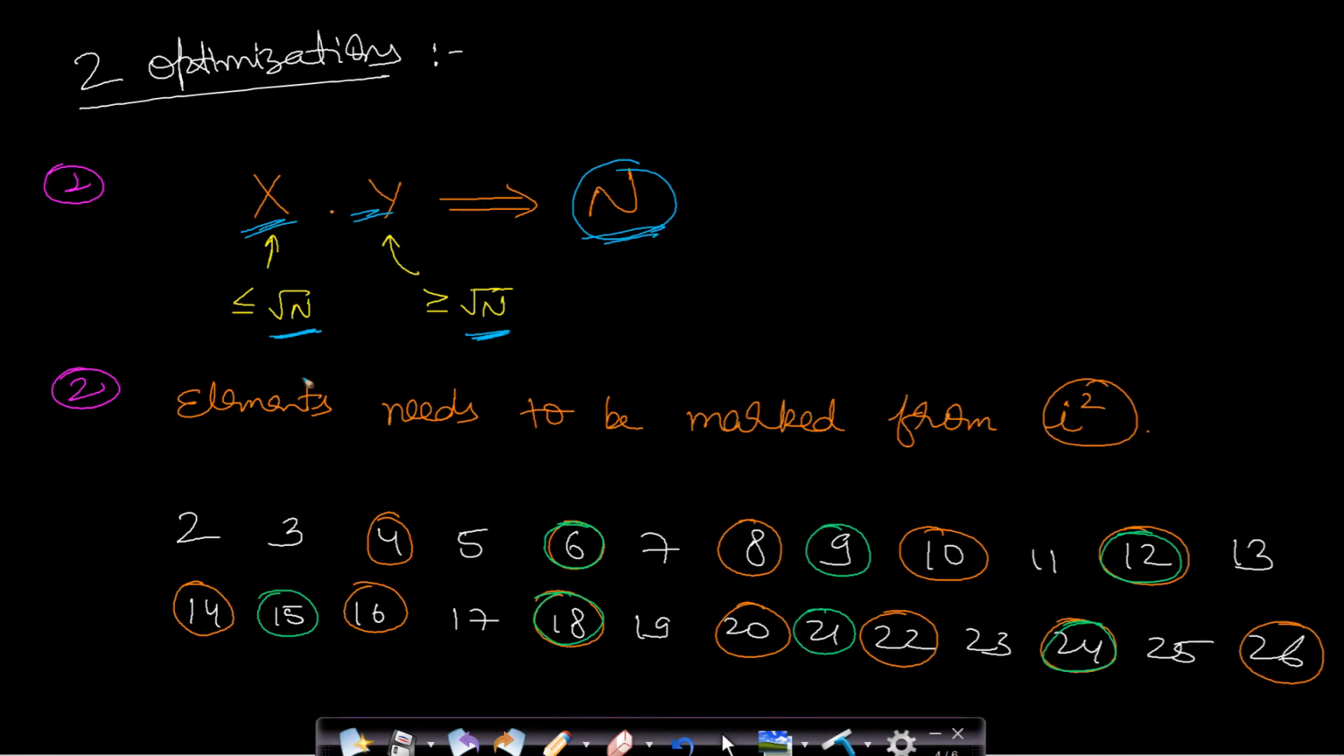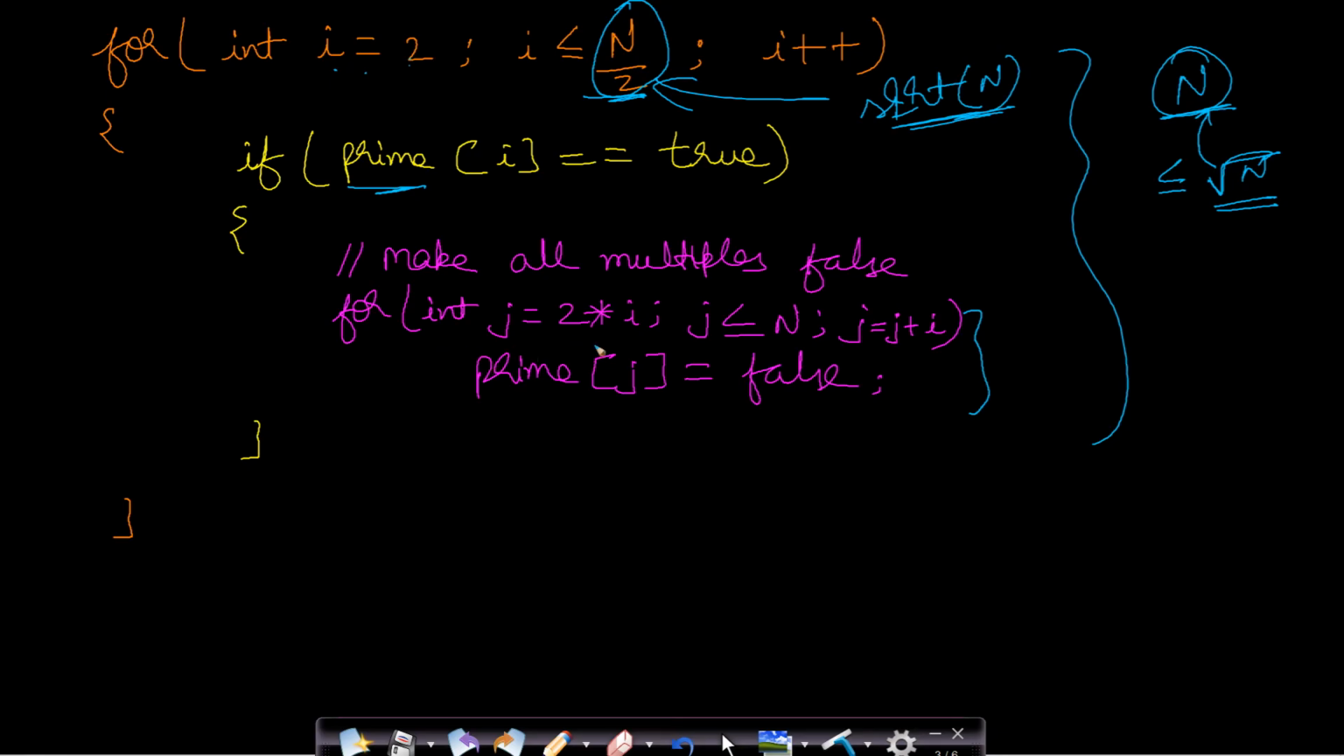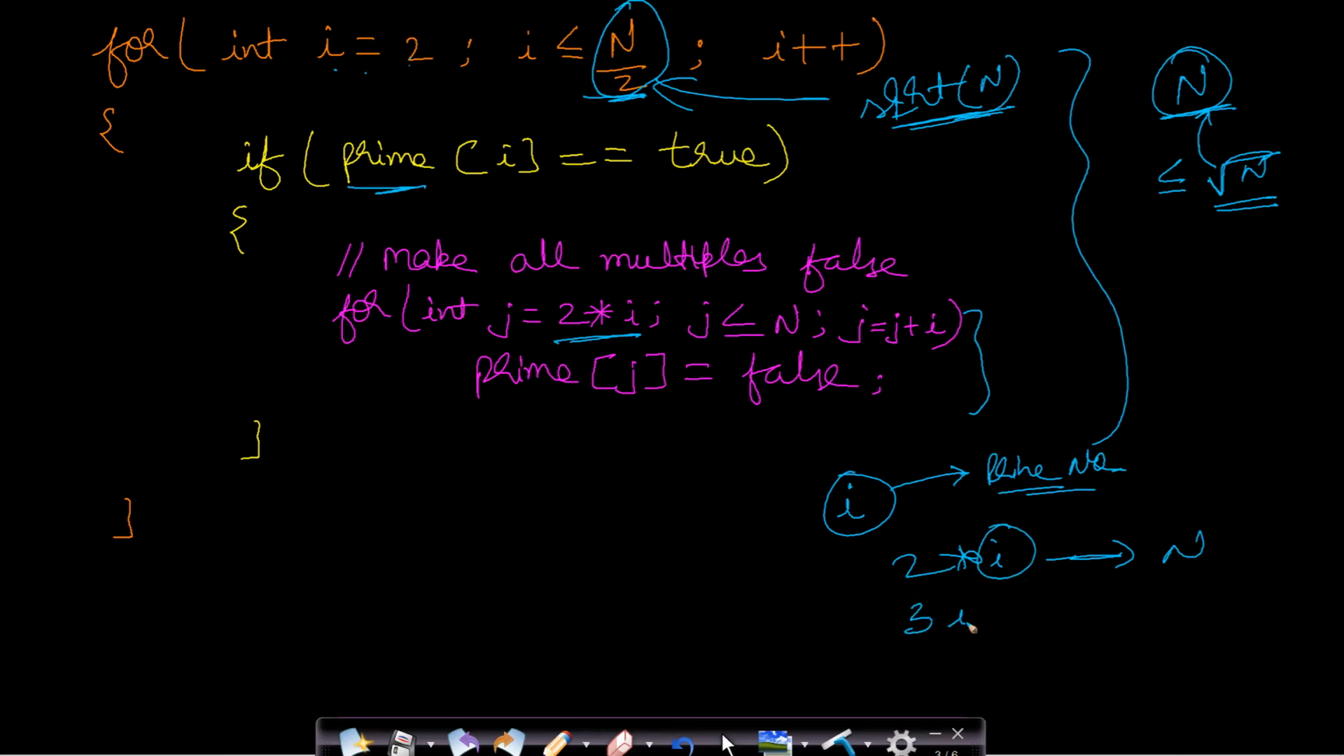There is yet another optimization which is related to this first property which we saw. Elements need to be marked from I square. Here you can see that when we were marking the multiples of this prime number as non-prime, if we are at a number I, then we were storing it as a prime number. And from 2i till we reach n, we were marking all the multiples of this I, 2i, 3i, 4i as non-prime numbers. I have already shown you how we were doing it. We were just making it false.